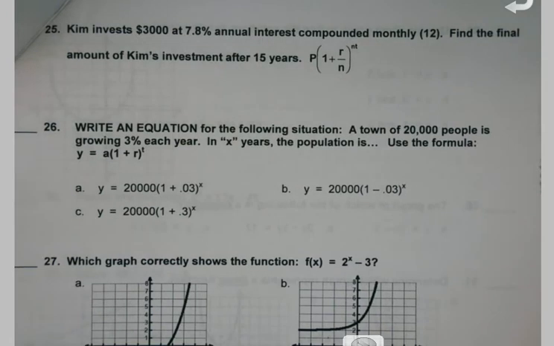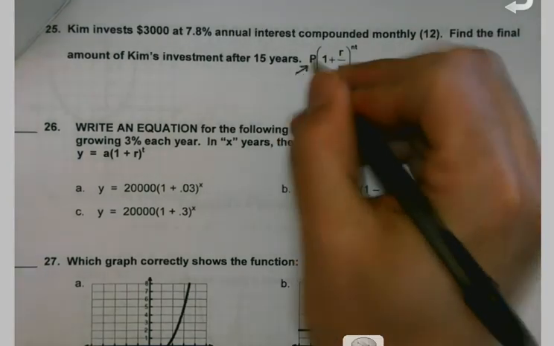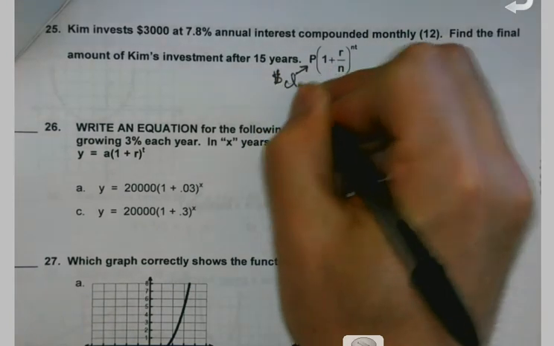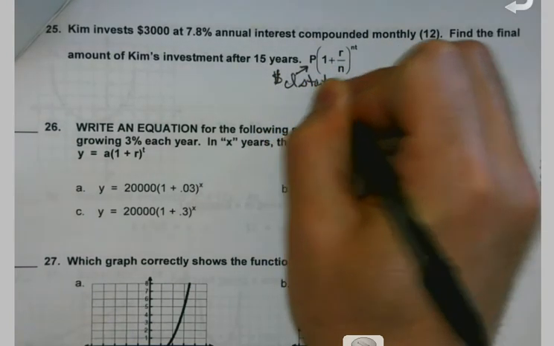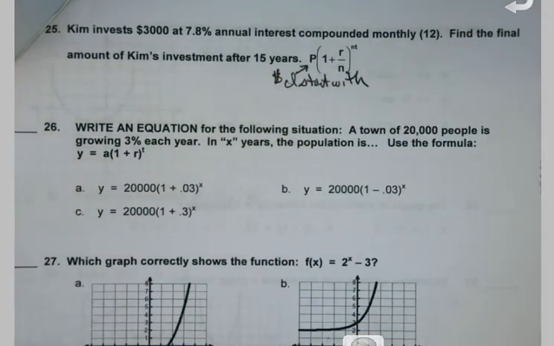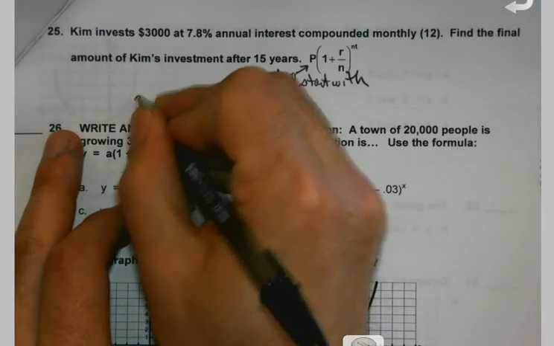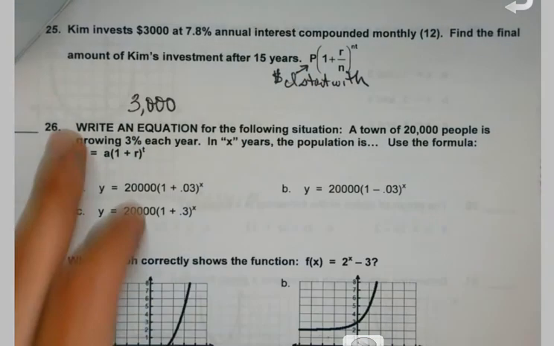All right. At our beginning here, we're investing $3,000 at 7.8% annual interest, compounded monthly. Find the total cost of Kim's investment for 15 years. Okay. So P is the amount of money I start with. So in our case here, that's $3,000.